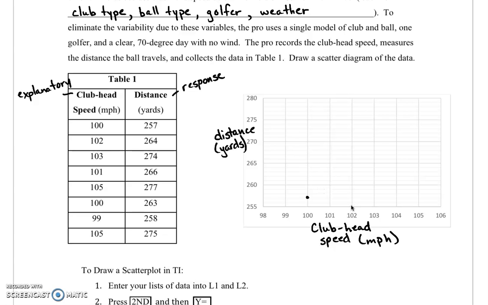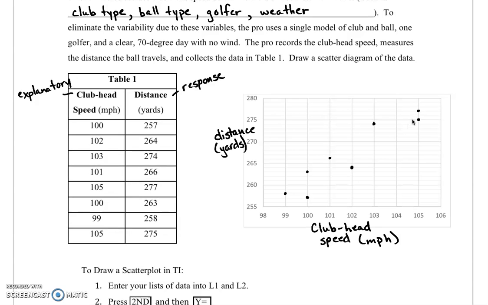At 102, we have 264. At 103, we have 274. 101 is 266. 105 is 277. 100 is 263. 99 is 258. And 105 is at 275.